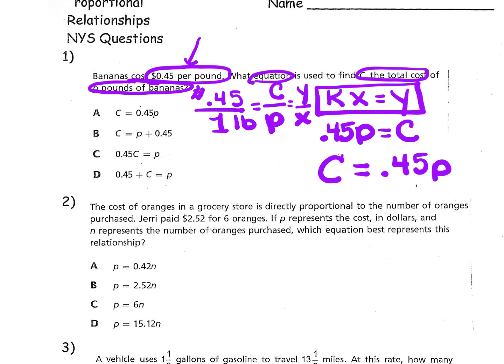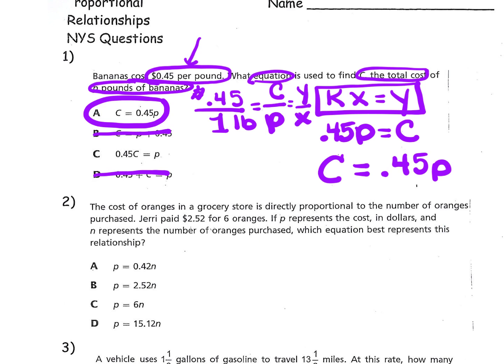Now take a look at your choices. Clearly, it's not D and B. So as you look closely at A and C, it certainly is A. Let's write another equation in number 2.